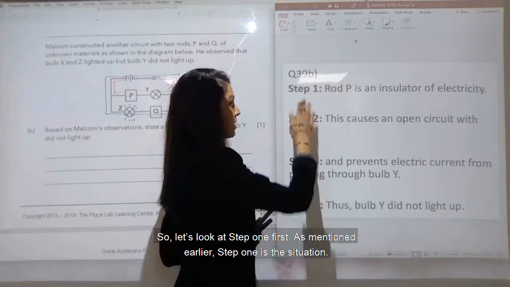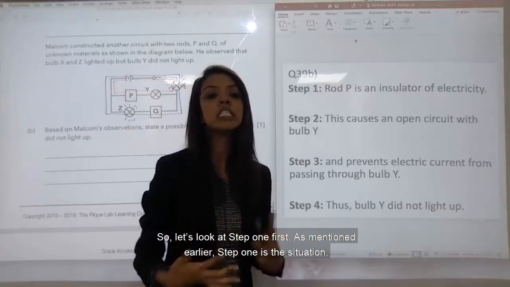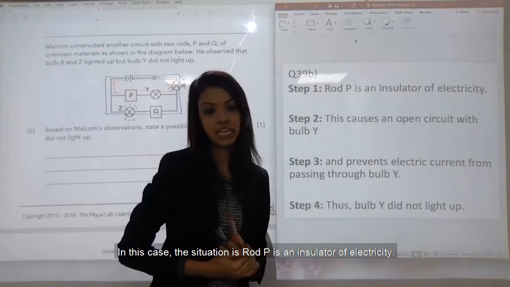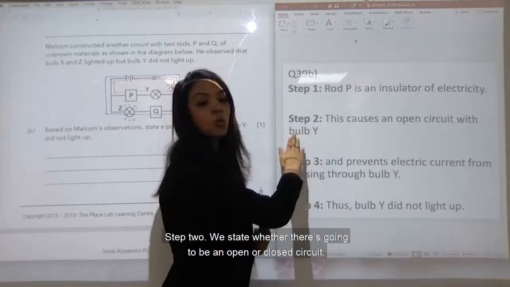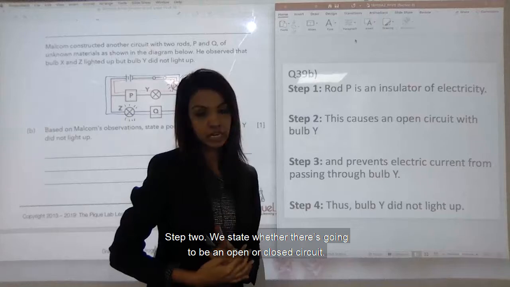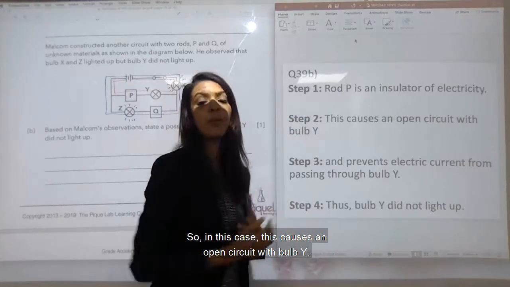So let's look at step 1 first. As mentioned earlier, step 1 is the situation. In this case, the situation is rod P is an insulator of electricity. Step 2, we state whether there's going to be an open or closed circuit. So in this case, this causes an open circuit with bulb Y.